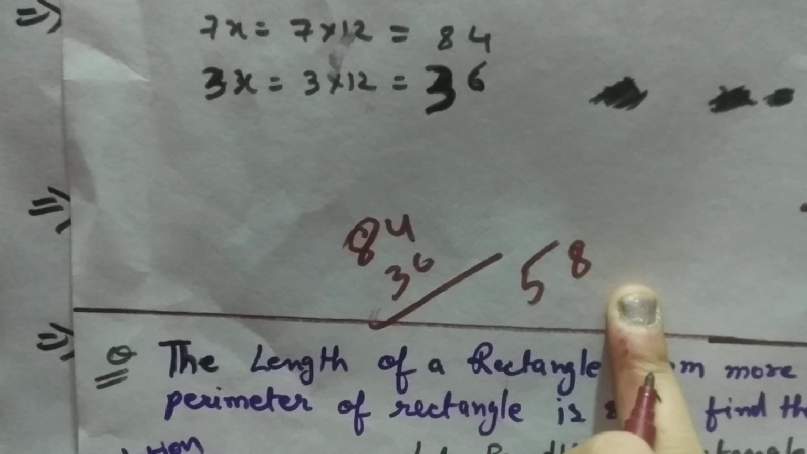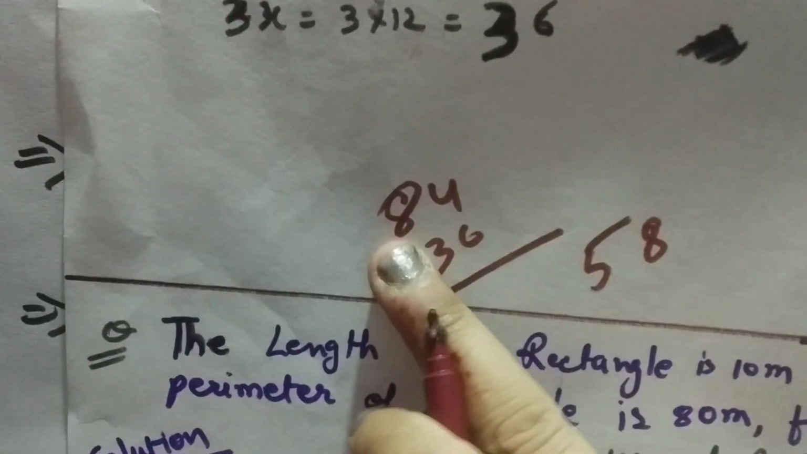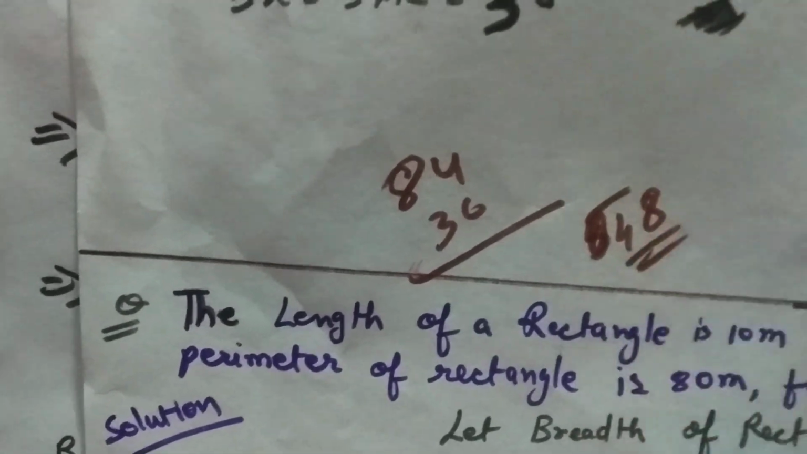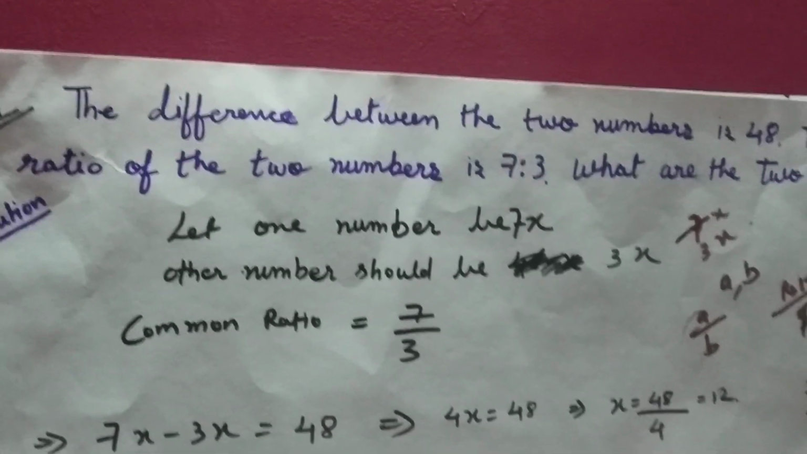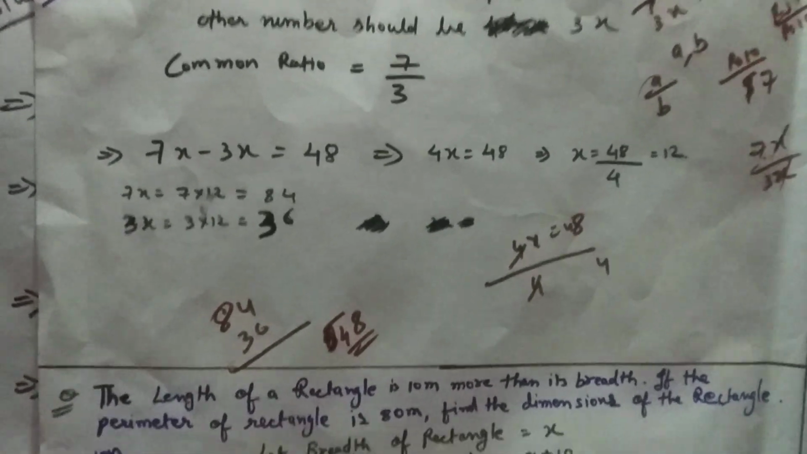Subtracting, 7 minus 3 is 4 and we get 48 here. What is given in the question? The difference between the two numbers is 48. Okay, now let's move to the next question.